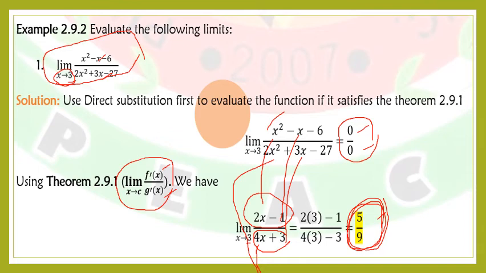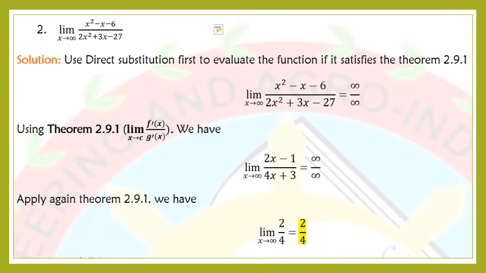In the next example, we will apply L'Hopital's rule twice. In example number 2, the given function is the same, but our c here is now infinity. Earlier in example number 1, it was a defined real number, 3.